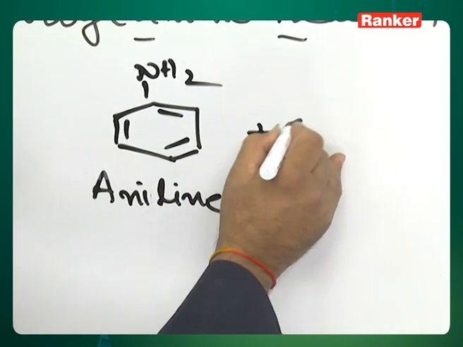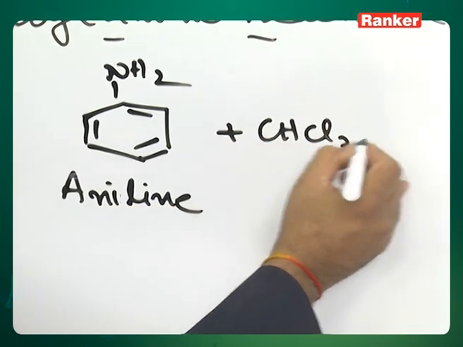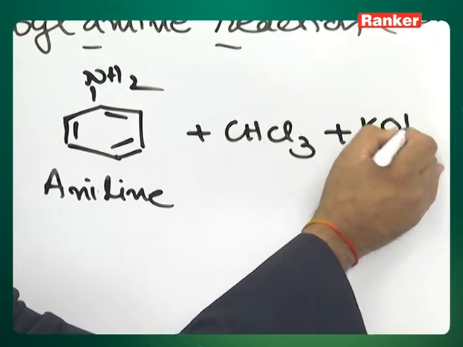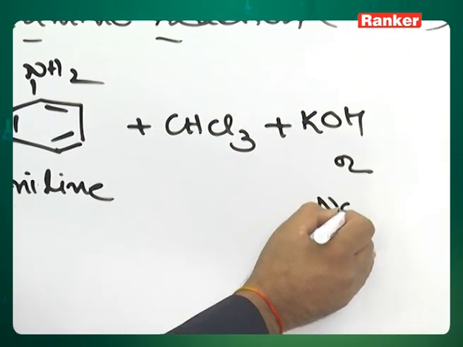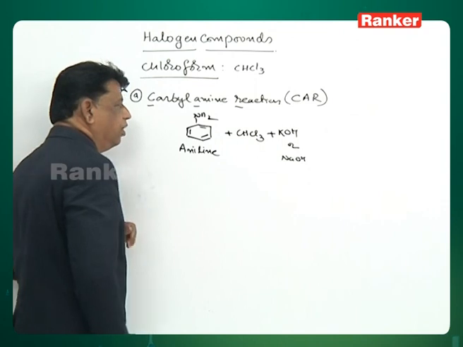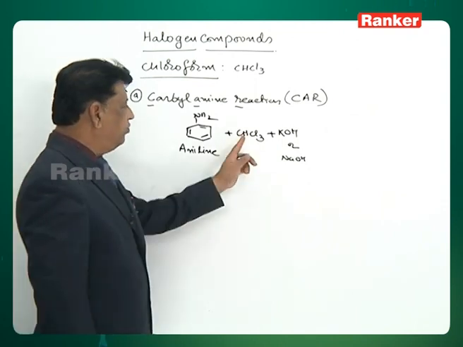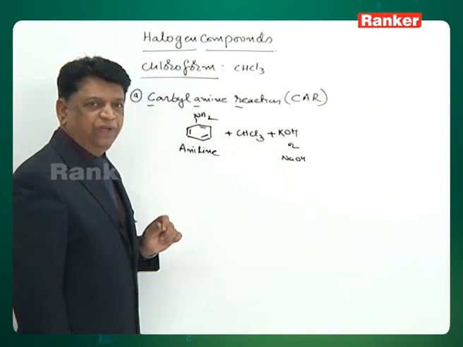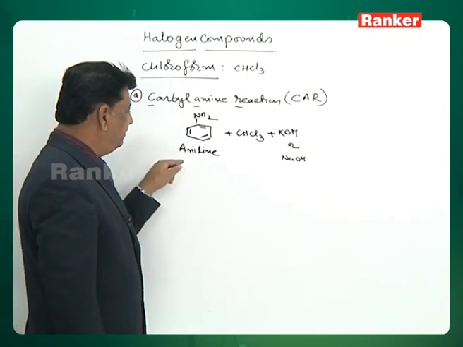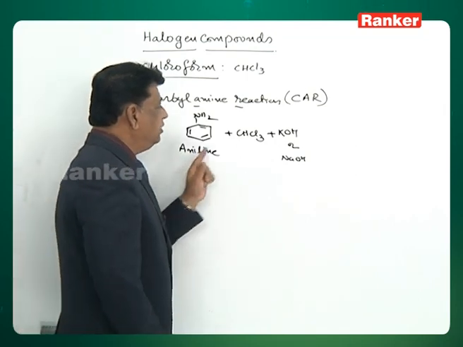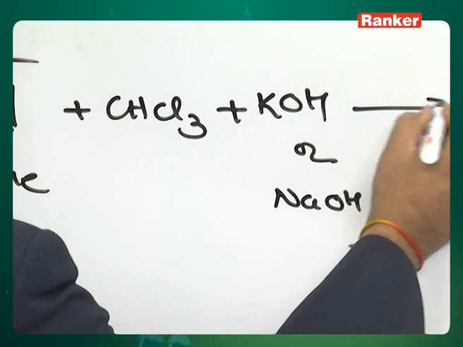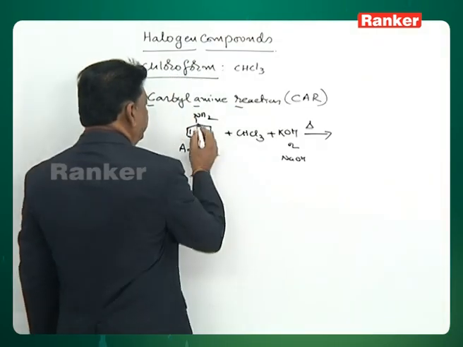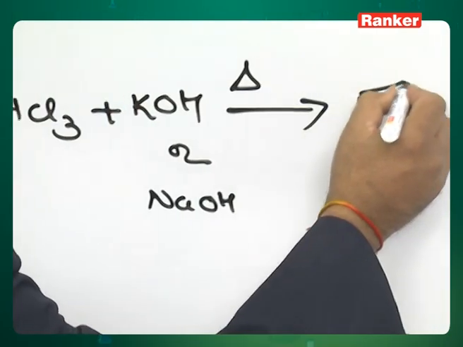The aniline reacts with chloroform, CHCl3, with KOH or NaOH. See here one common reagent, that is chloroform and KOH. Previously we have also seen it with phenol. This is with aniline: aniline, chloroform, KOH on heating, the NH2 converts into NC.